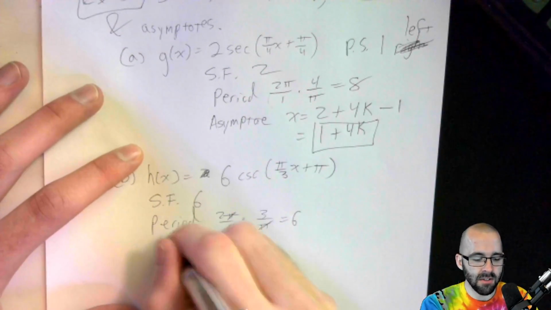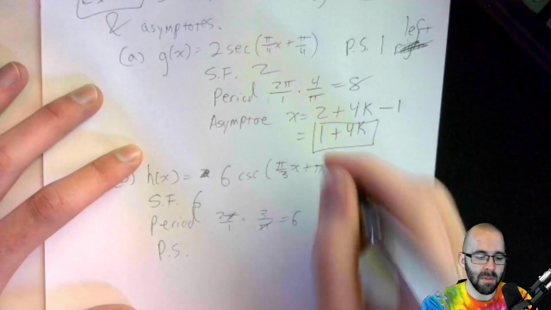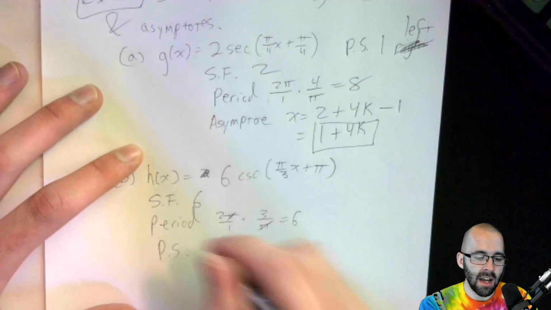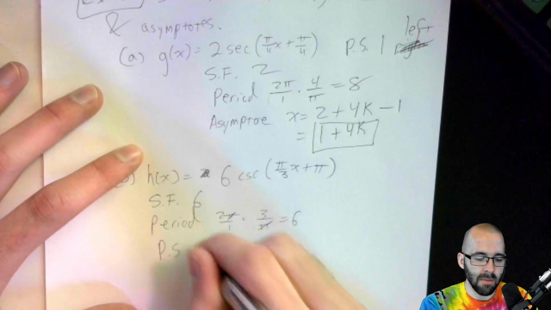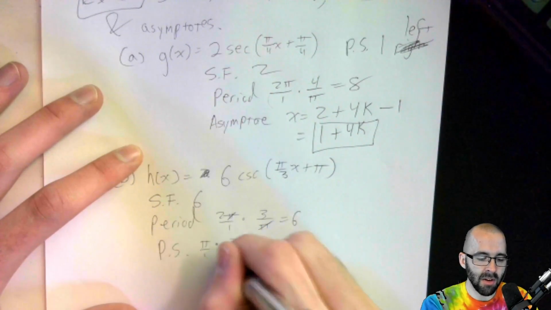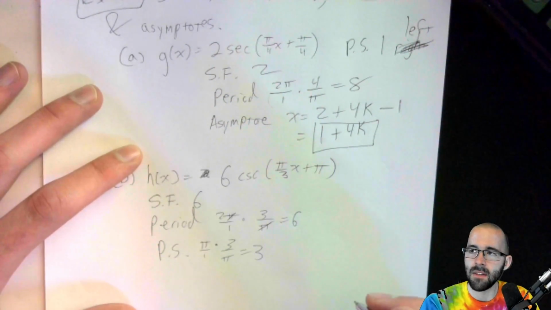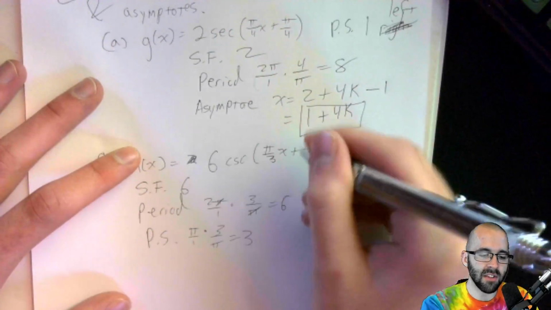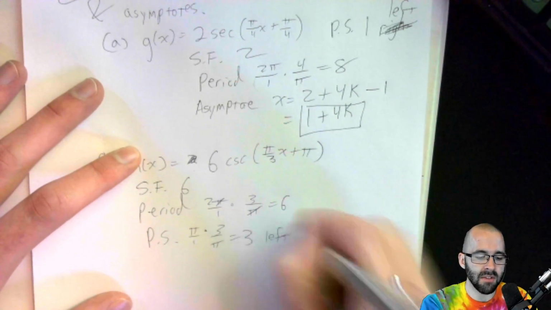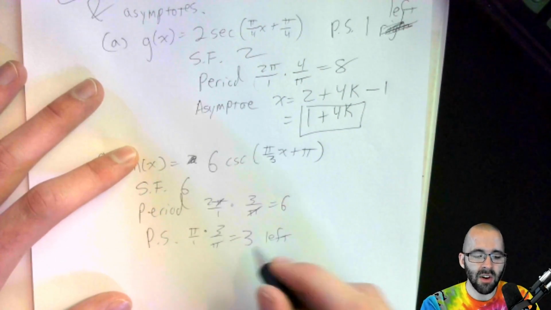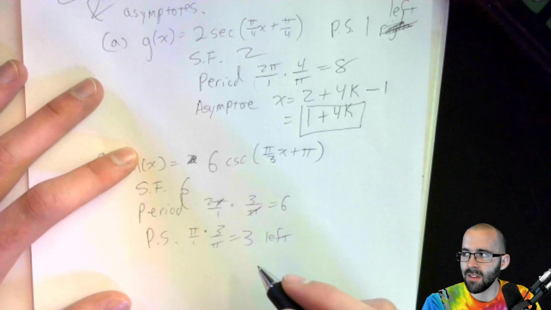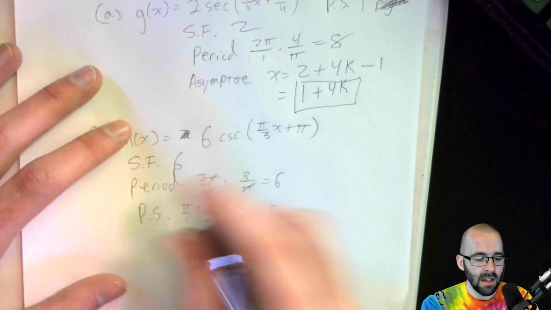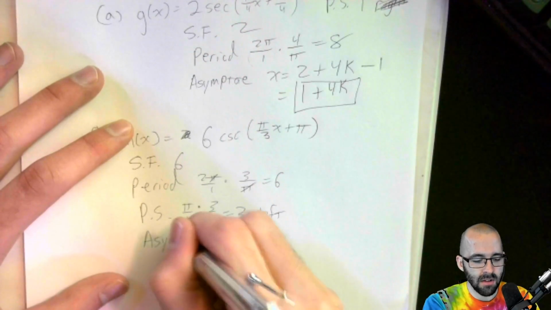All right, the phase shift is going to be c divided by b, which is going to be pi divided by, or multiplied by the reciprocal, 3 over pi. The phase shift is 3. All right, and specifically since it's a plus, it's going to be 3 to the left. Or instead of writing 3 to the left, you could also write -3. They're equivalent here.